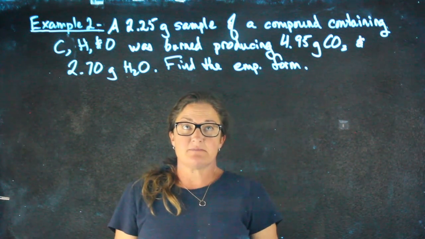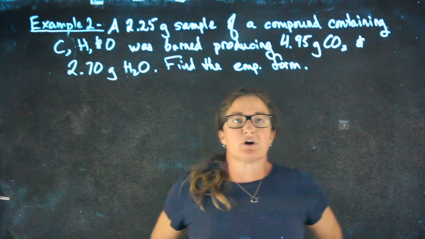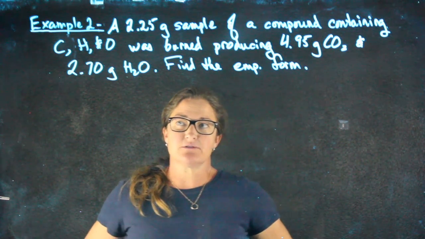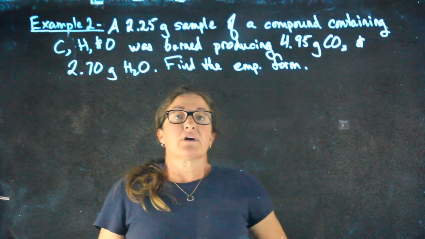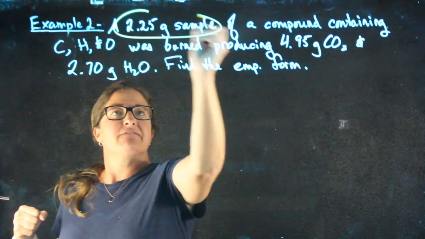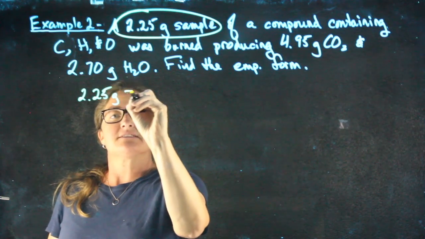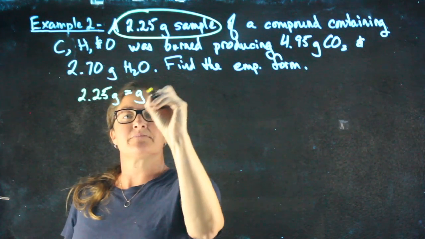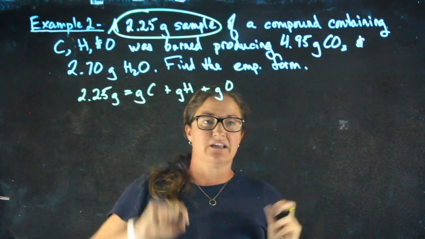A 2.25 gram sample of a compound containing carbon, hydrogen, and oxygen was burned, producing 4.95 grams of CO2 and 2.70 grams of water. We're going to find the empirical formula. So this 2.25 gram sample, that 2.25 grams is going to equal the grams of carbon and the grams of hydrogen and the grams of oxygen in this sample.